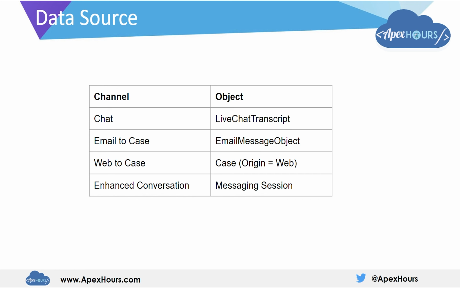So chat, which is the legacy chat, extracts the data from the live chat transcript object. Email to case, from the email message object where parent ID is case.